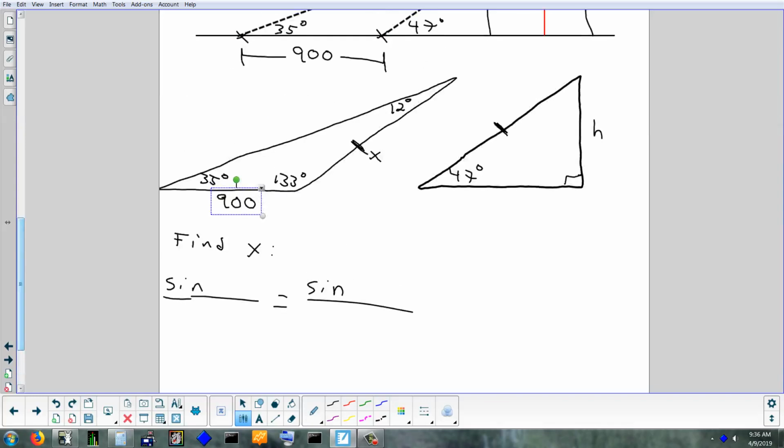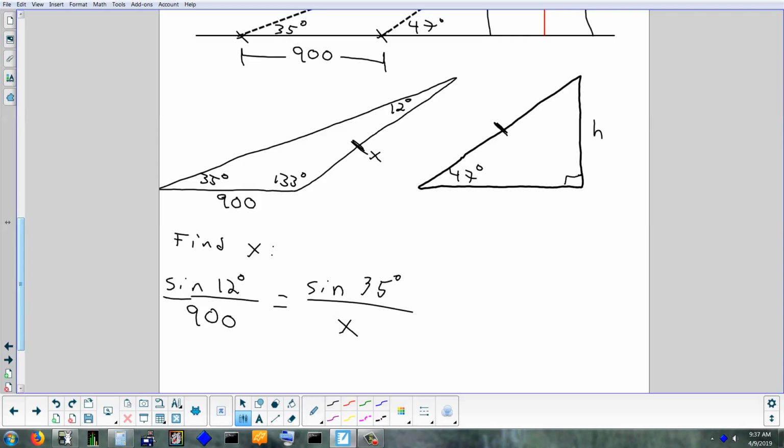Okay. So, what's the angle that I know, that I also know the side across from it? 12. So we can do sine of 12 over, what's the side across from it? 900. There's your full ratio. You just used it. Sine of 12 over 900 equals sine of, what angle are you going to have to use to find x? 35. Use what's across from it. 35 over x. Solve that, and then we'll have x.